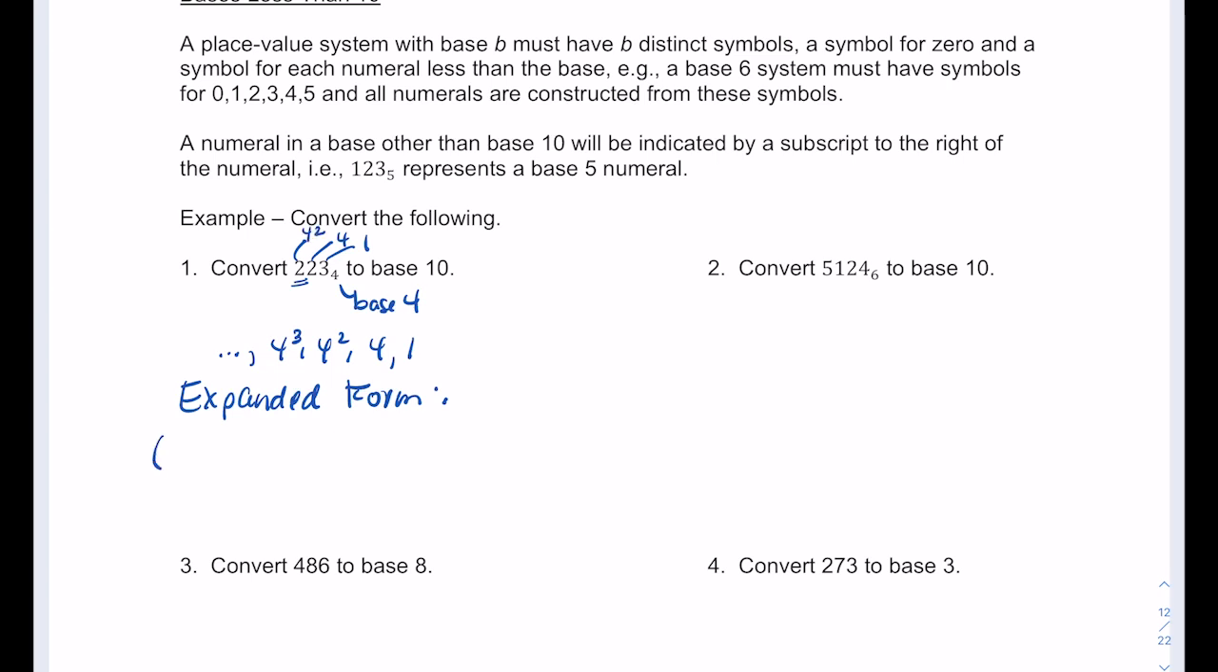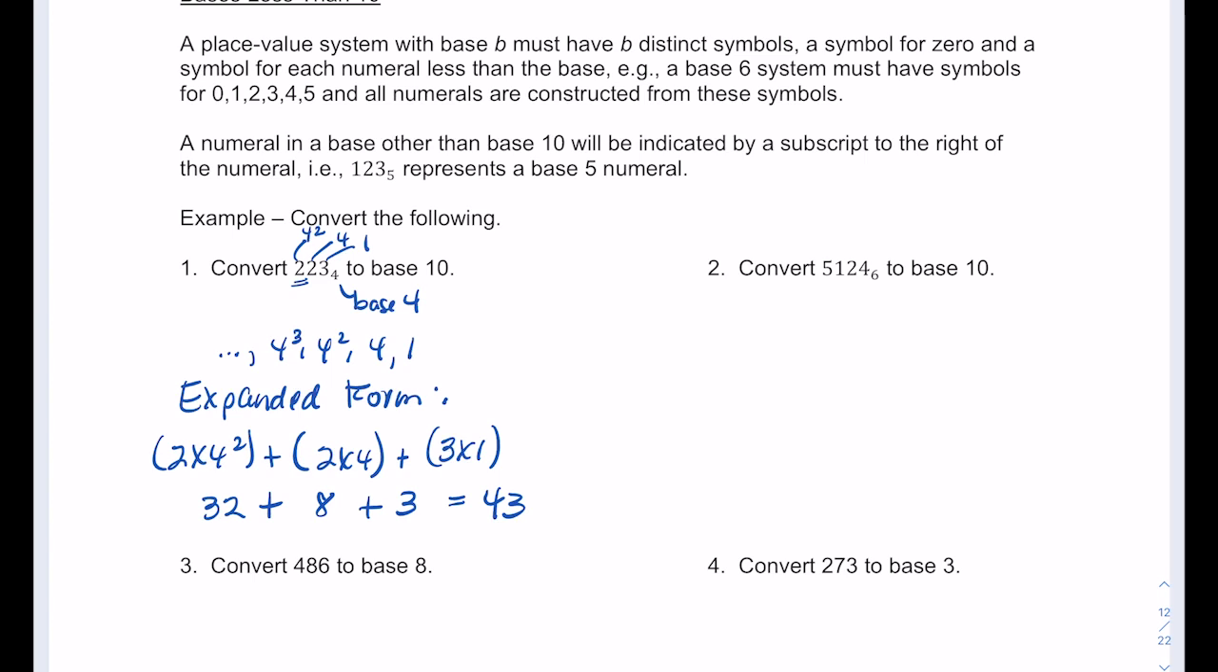So all I'm going to do is take 2 times 4 squared plus 2 times 4 to the first plus 3 times 1. And 2 times 4 squared gives me 32. 2 times 4 is 8, and 3 times 1 is 3. If I add 32 plus 8 plus 3, I get 43. So 223 base 4 is actually 43 in base 10.